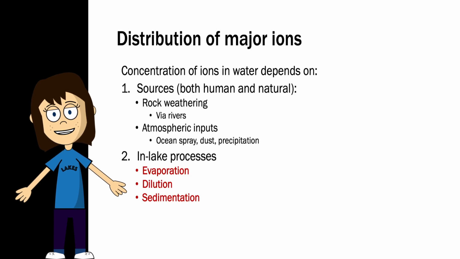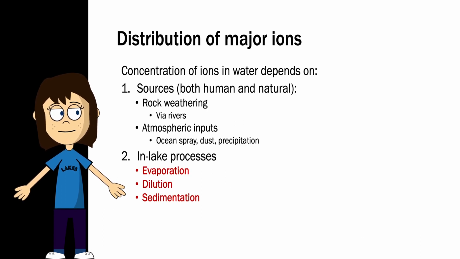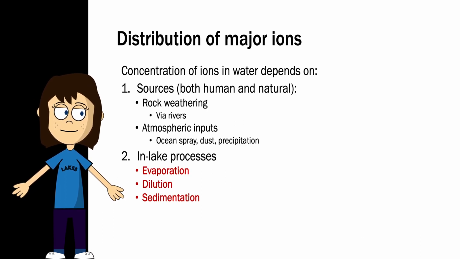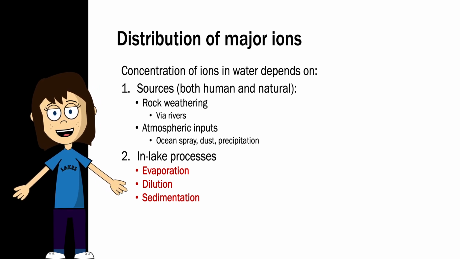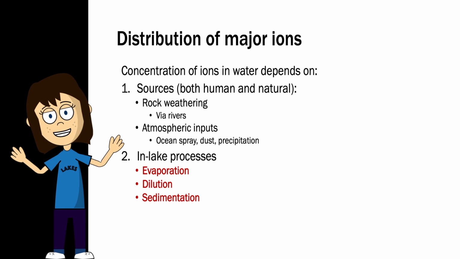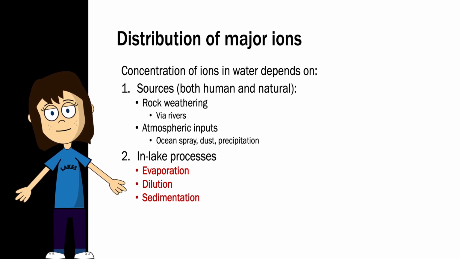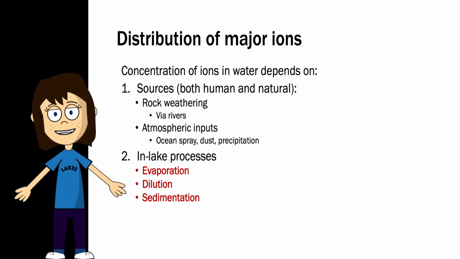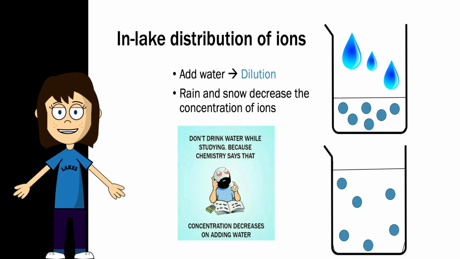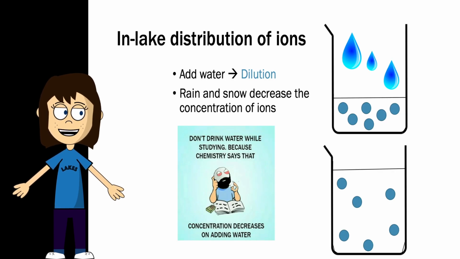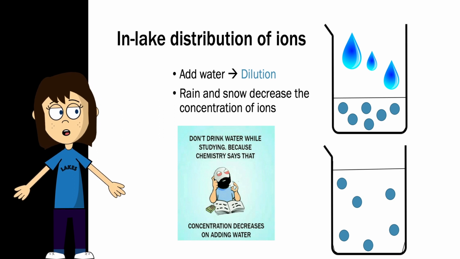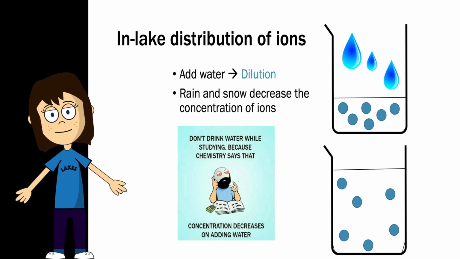So we've noted the sources of ions to inland waters, both from human sources and natural sources, including rock weathering and atmospheric inputs. But we should also talk about how in-lake processes affect ion concentrations. And these include evaporation, dilution, and sedimentation. Dilution works by adding water, and so therefore diluting the concentrations of ions. So if you had, say, 50 milligrams per liter of calcium and doubled the amount of water, you'd only have 25 milligrams per liter of calcium.